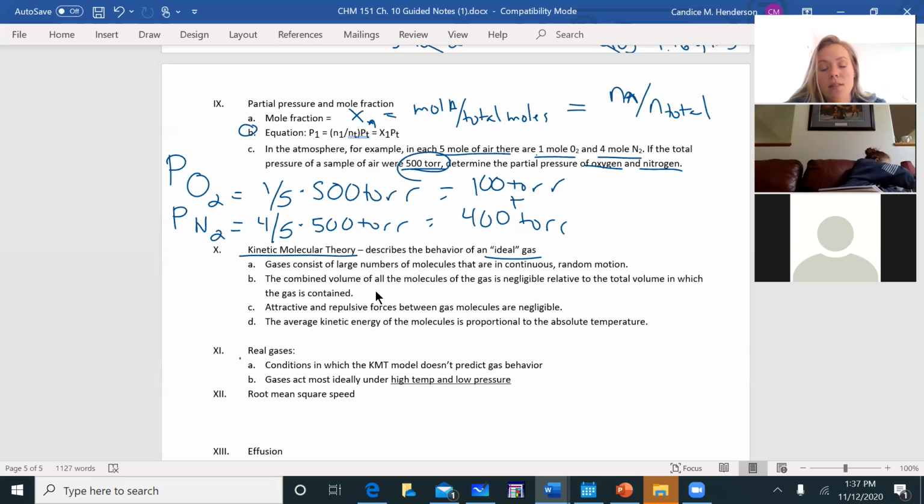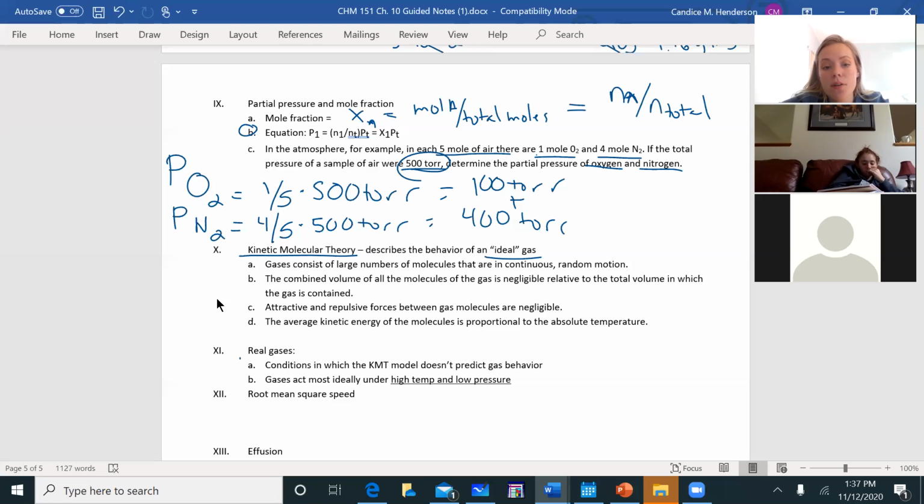Where do these assumptions really start to fall apart? They tend to fall apart at low temperatures, when things are colder, and at high pressure. So anytime we're forcing the gas into a more close contact environment, they'll start to fall apart.